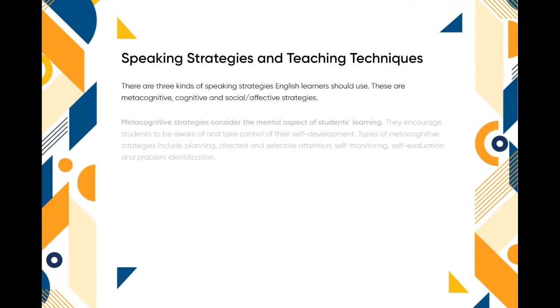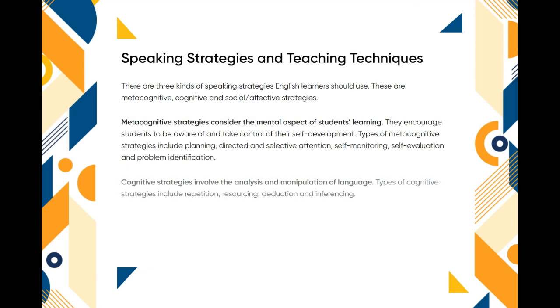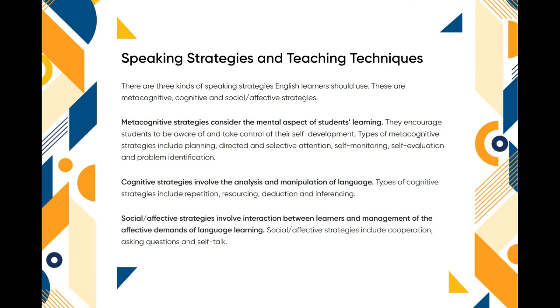Speaking strategies and teaching techniques. There are 3 kinds of speaking strategies English learners should use. These are metacognitive, cognitive, and social or affective strategies. Metacognitive strategies consider the mental aspect of students' learning. They encourage students to be aware of and take control of their self-development. Types of metacognitive strategies include planning, directed and selective attention, self-monitoring, self-evaluation, and problem identification.